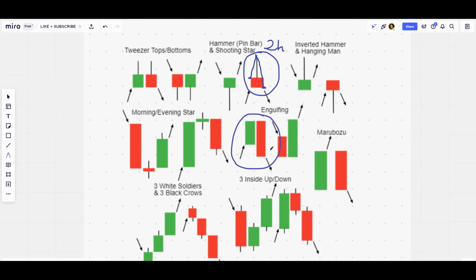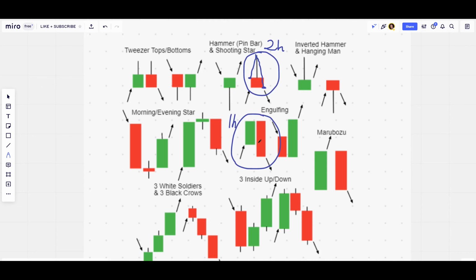Now, as I mentioned previously, you don't just want to look at these as confirmations to either buy or sell. There's more to it, which ties into price action.